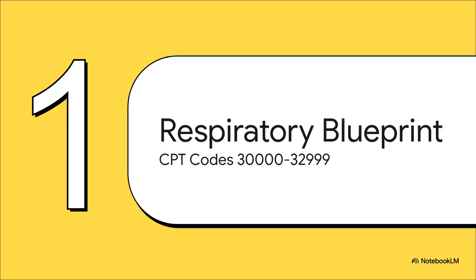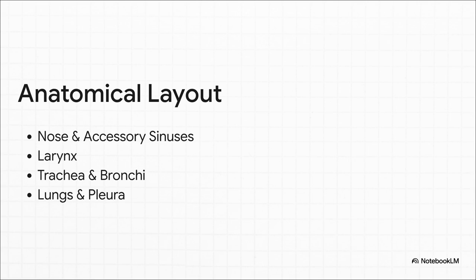So starting off with Section 1, the Respiratory CPT Blueprint, covering codes 30,000 through 32,999. You know what's kind of cool about this? The CPT manual is actually super logical here. The surgery section for the respiratory system is organized strictly by anatomy. You literally just follow the air.